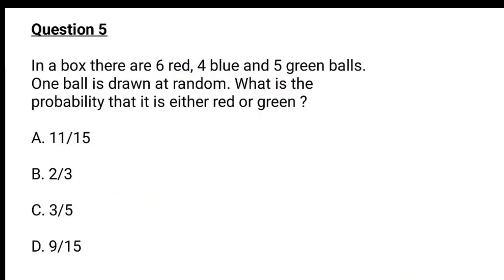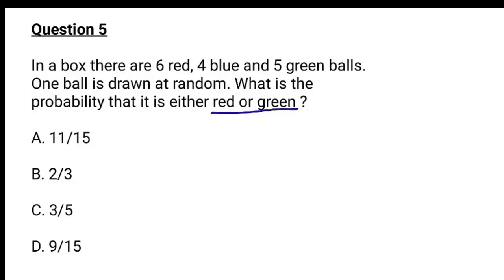Question number 5. In a box, there are 6 red, 4 blue, and 5 green balls. One ball is drawn at random. What is the probability that it is either red or green? So when they say either red or green, red or green means we add the probabilities together.